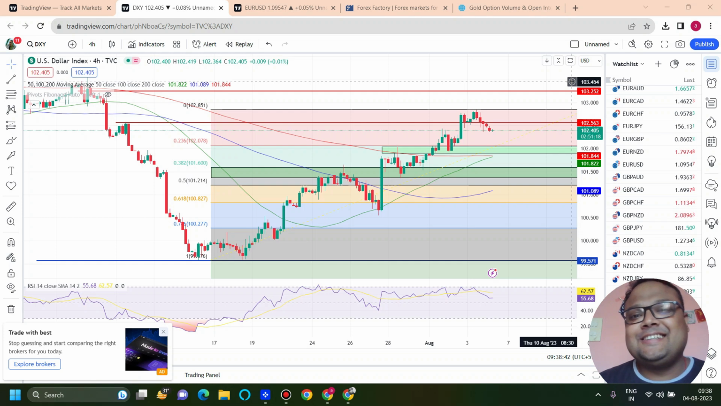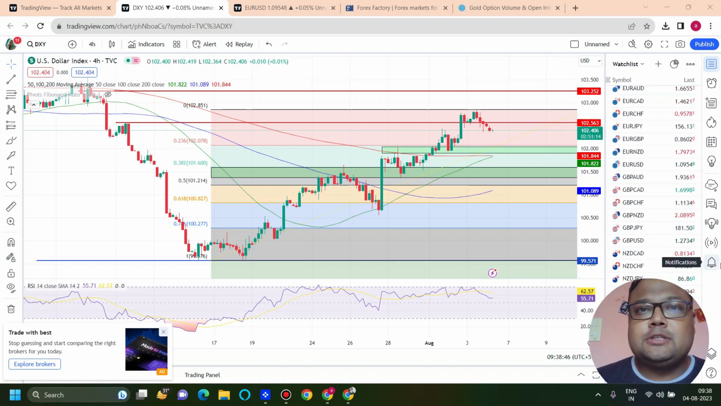Let's wait and watch. Okay, so 100.50 is a level after the news, but again I'm not confident. Nobody can predict the market after news because we are retail traders, and that's a bitter reality of the market.